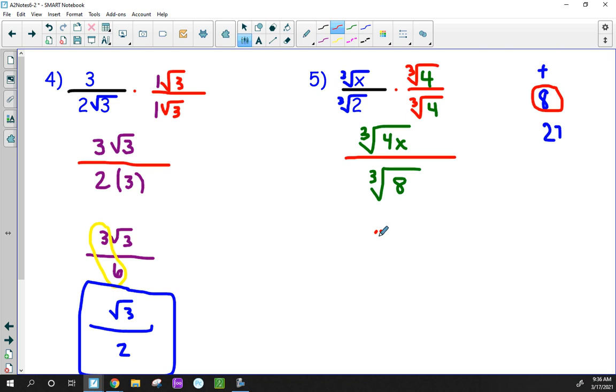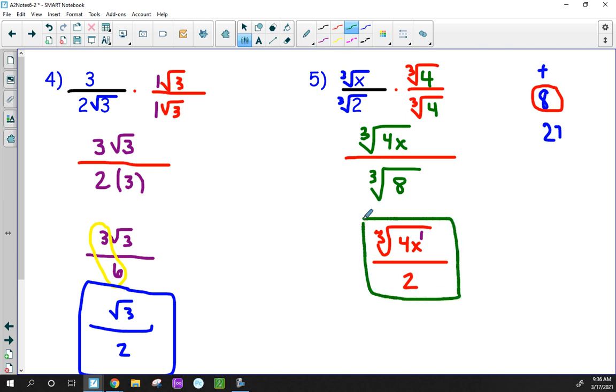Okay, so we're going to go back, we're going to copy the top down. We got the cube root of 4x. The bottom just becomes a nice whole number 2. And then the last thing I would want you to check for is if you can simplify cube root of 4. And that one you cannot. And the cube root of x, when you divide 1 by 3, it does not give you a whole number. And so this is the best answer. That's when you know to stop.